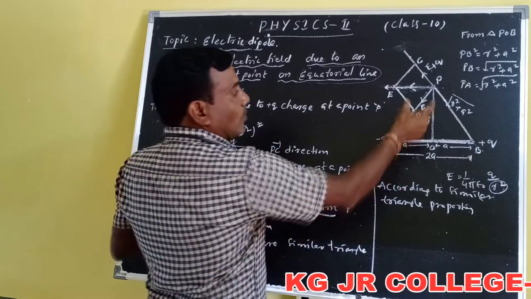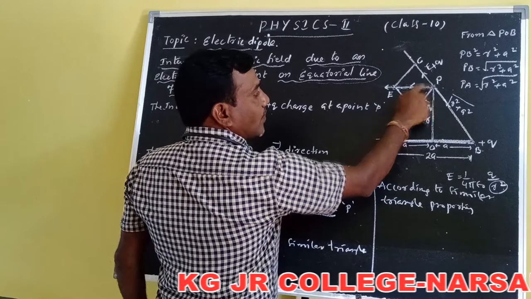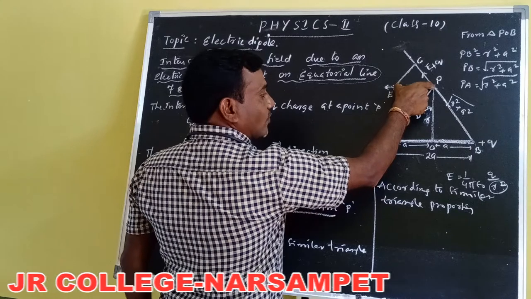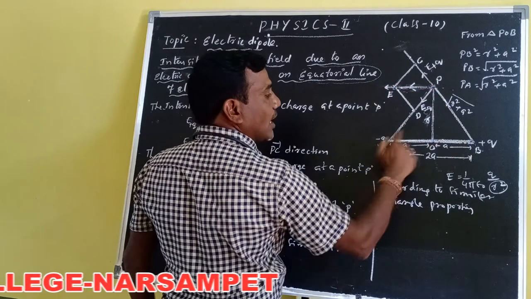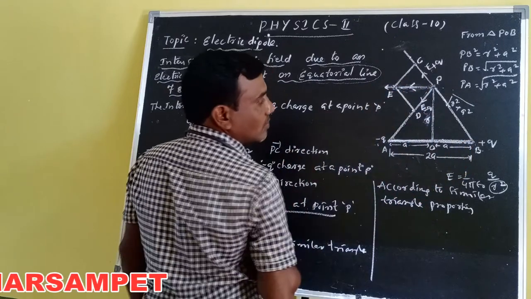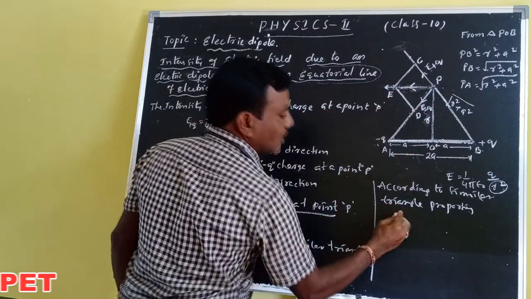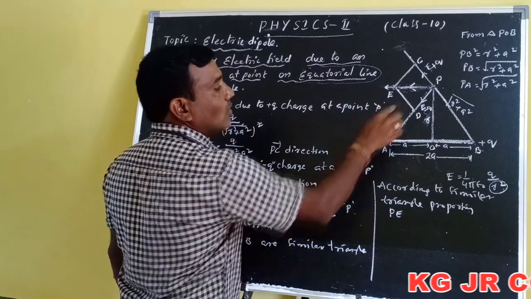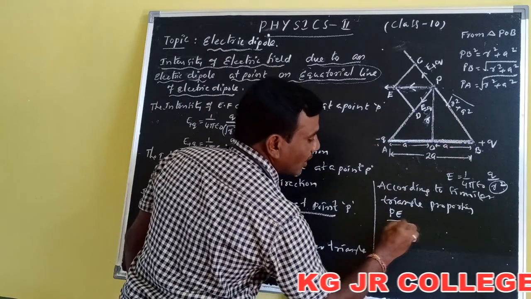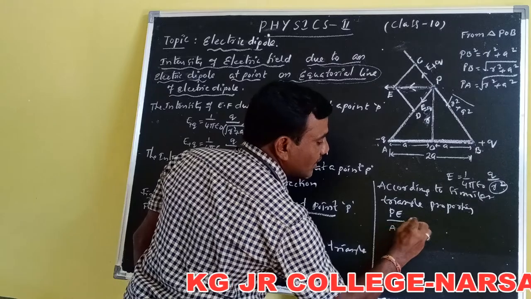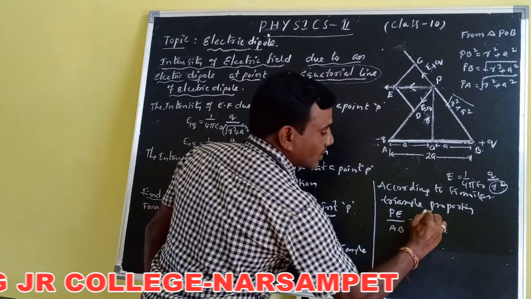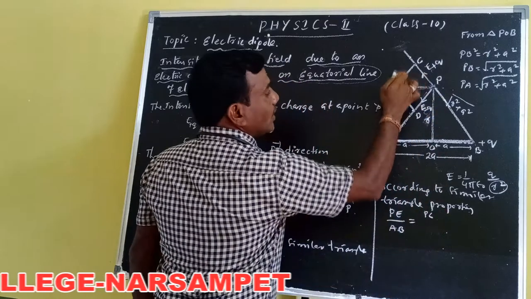Now here, we find PE. What is the final intensity? This side is the same side of the other triangle also, here AB. Now we can write: PE, the same side of the other, similar triangle, by AB, is equal to PC, the side of the small triangle PCE.